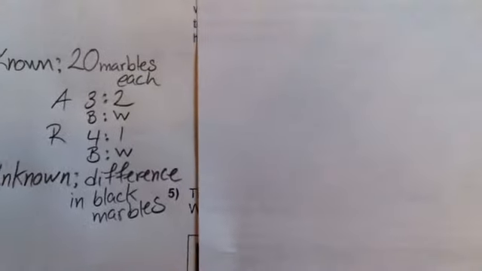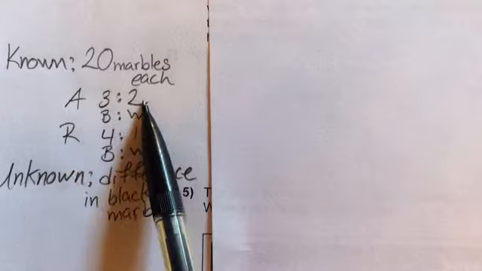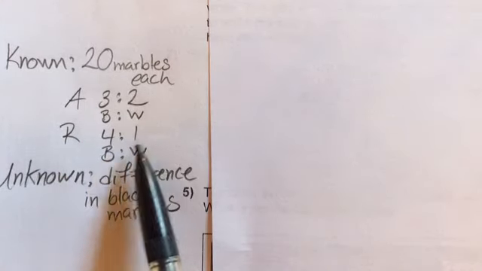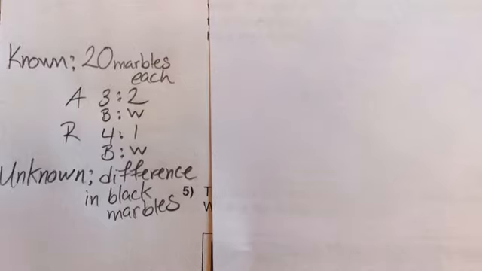Let's set up our known and our unknown. Known. I know that there are 20 marbles in each bag. I know that Allison has 3 to 2 black to white marbles, and I know that Robin has 4 to 1 black to white marbles. What I don't know, the difference between the black marbles.